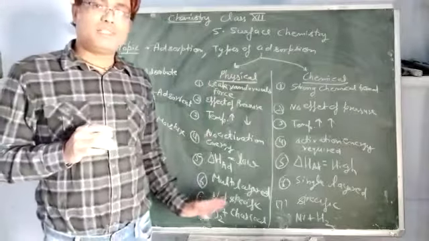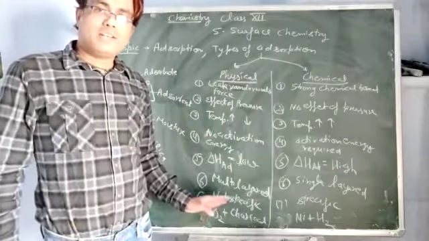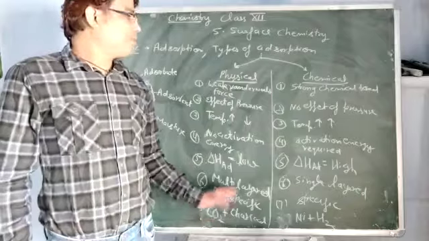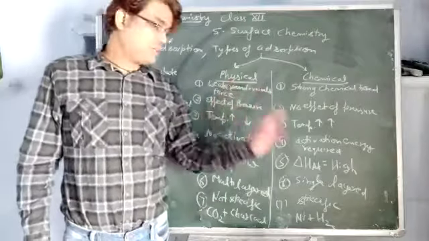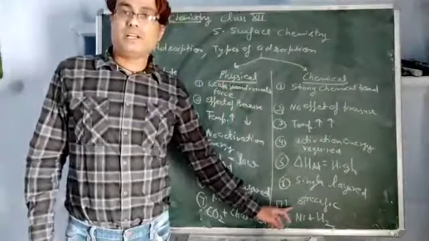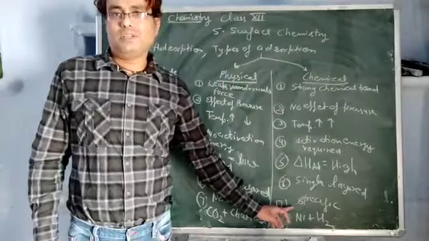Now next, if you see the examples, if CO2 gas is adsorbed on the surface of charcoal, that is an example of physical adsorption. But H2 gas adsorbed on the surface of nickel metal is an example of chemical adsorption. This topic is finished.